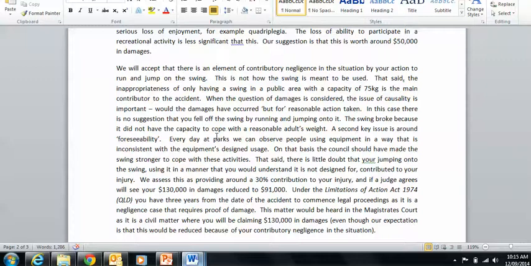The Limitation of Actions Act 1974. You're going to be talking about damages, so this is another great act to take into account. The Limitation of Actions Act says you've got 3 years to bring a case where there is an injury. Lara, yep?